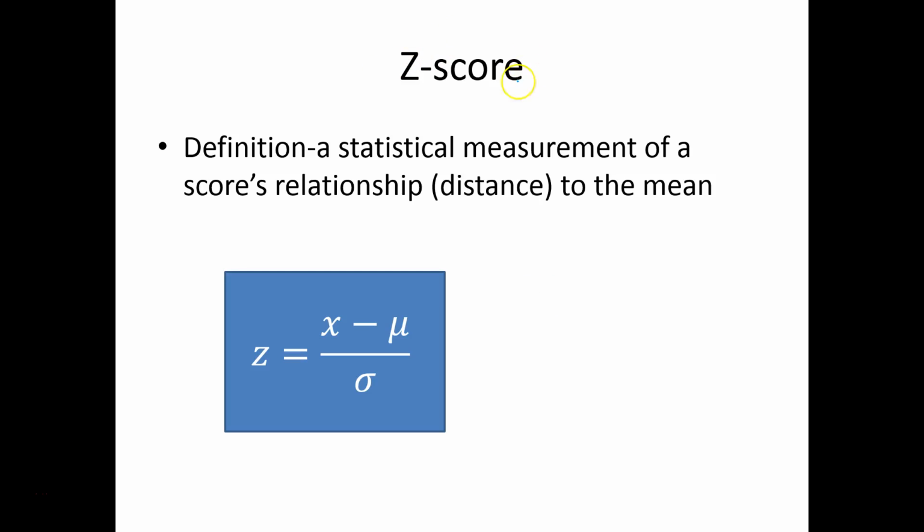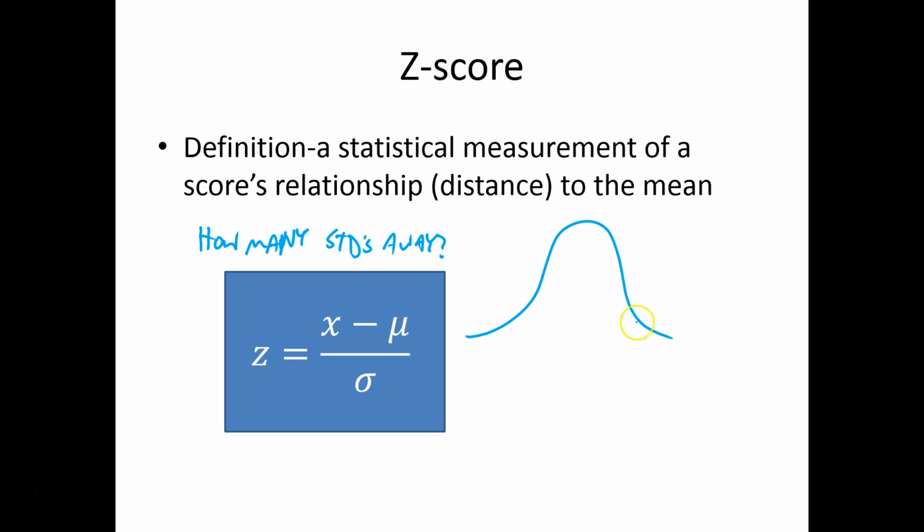So let's talk about what a z-score is. A z-score is something we actually talked about back in chapter 3, and we're using it in more detail now to talk about the area underneath a normal distribution. A z-score is a statistical measurement of a score's relationship or distance to the mean. The way I think about this is how many standard deviations away a certain value is. That's the question it answers.